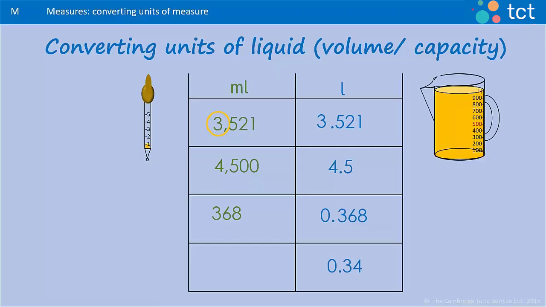Finally, we have 0.34 litres. It's not a whole litre, so when we convert this to millilitres, there won't be anything in the thousands column of that number. If we multiply 0.34 by 1,000, we have 340.